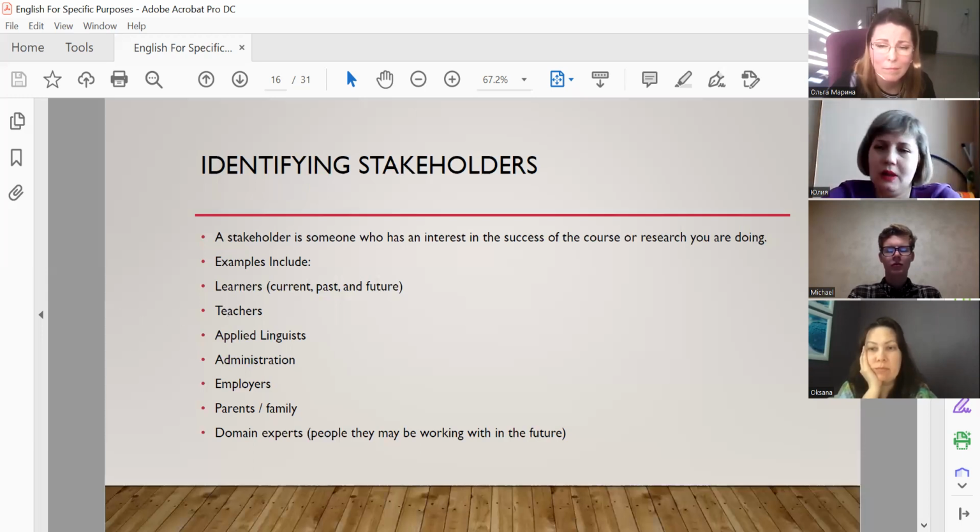But identifying stakeholders is really important. If you're preparing a course for teachers, like trainee teachers, you would have different stakeholders, right?